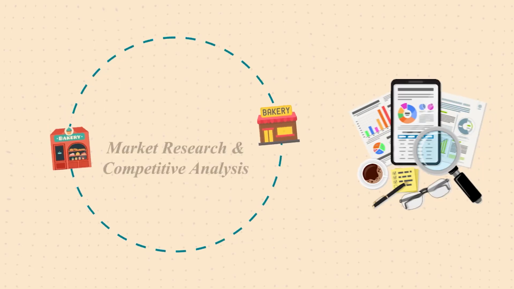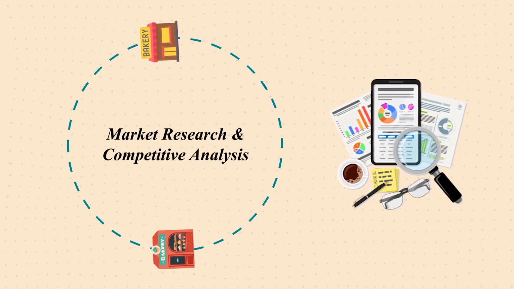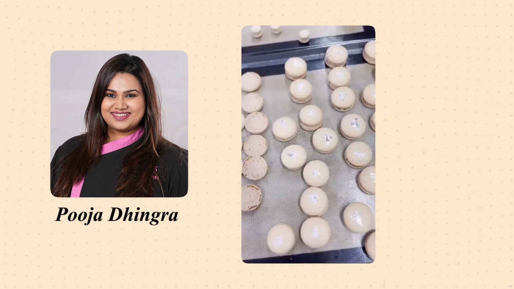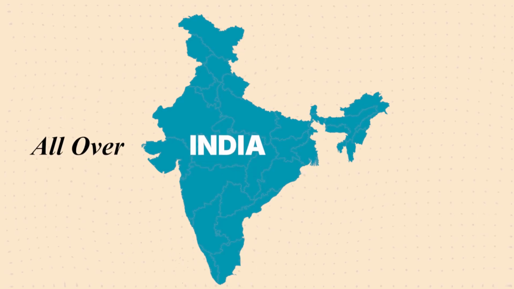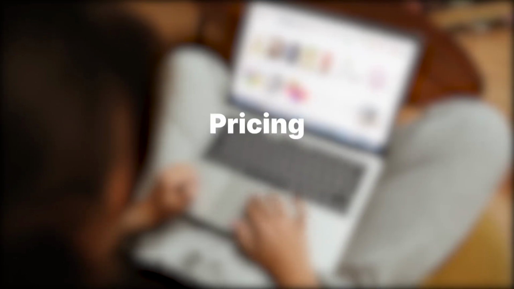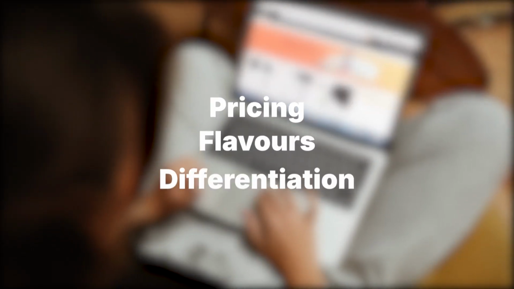Second we have is identify who your market is and do a competitive analysis. So in this particular case, if we see another influencer, Pooja Dhingra, who brought French desserts in the Indian market, started from a special product called macarons, which we had never heard of. But from a niche product, she now has expanded her presence all over India. So what will help us is analyze the competitors' pricing, flavors, and the differentiation that the particular product is offering.